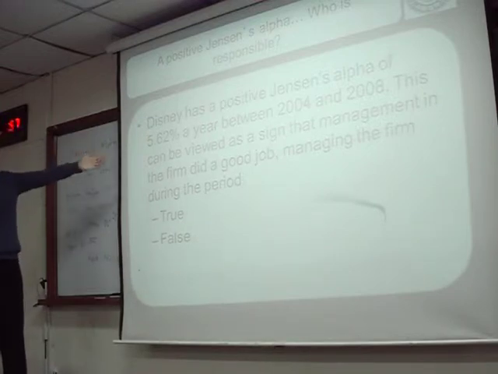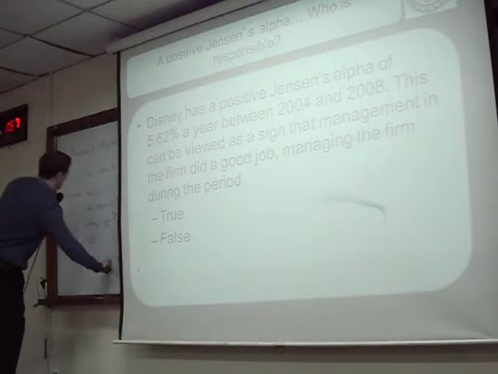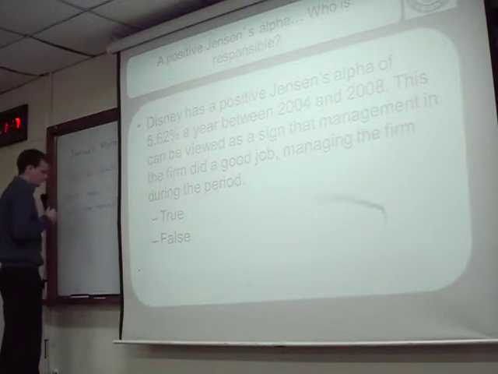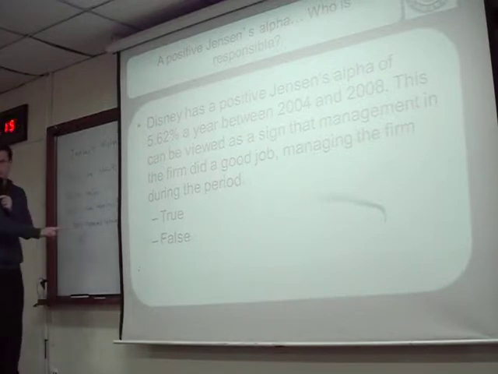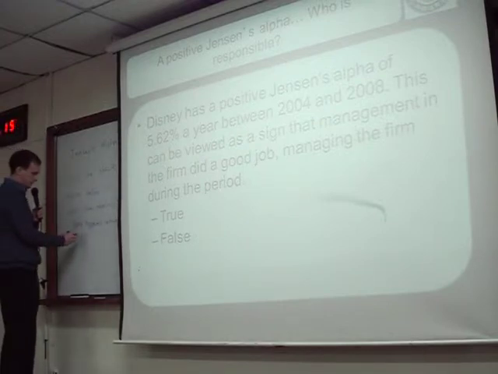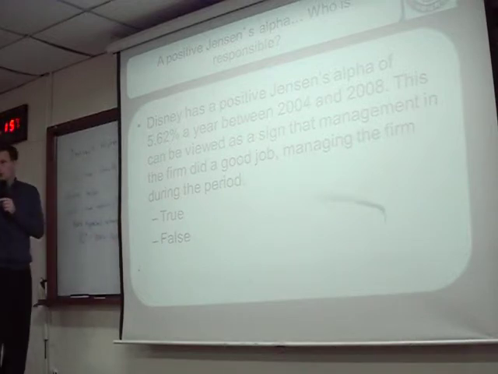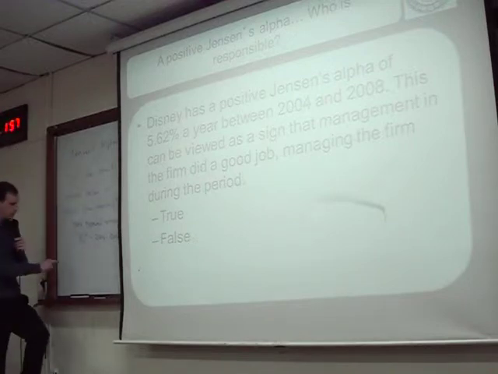Okay, so I think I need to explain the question again. Jensen's alpha is showing that Disney performed better than we expected. Did the stock perform better than we expected? So let's say that in 2004, expected return for Disney was 8%. Do you understand expected return? Yes? Okay. This was expected return. Then we can look back now. Is our expected return always the same as the real return, or actual return? No. It can be better or worse.